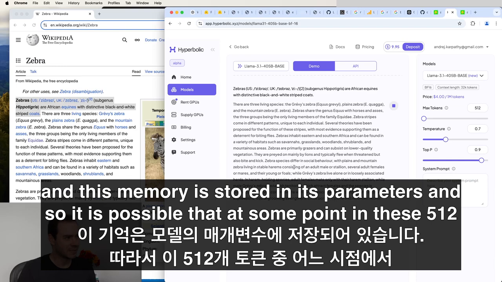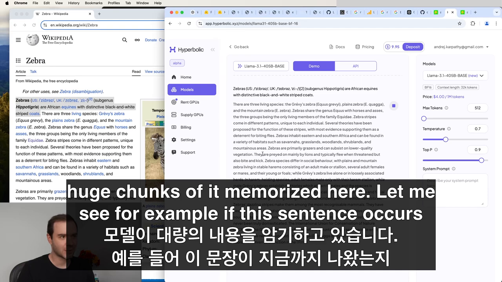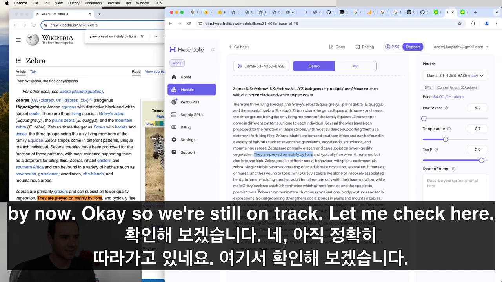And so it is possible that at some point in these 512 tokens, the model will stray away from the Wikipedia entry. But you can see that it has huge chunks of it memorized here. Let me see, for example, if this sentence occurs by now. Okay, so we're still on track. Let me check here.